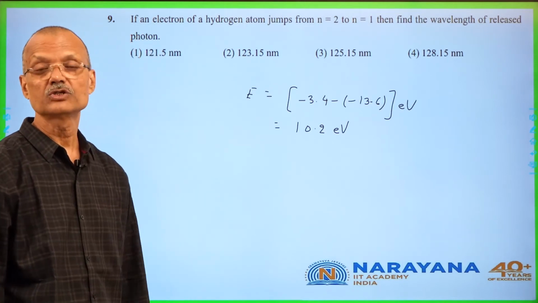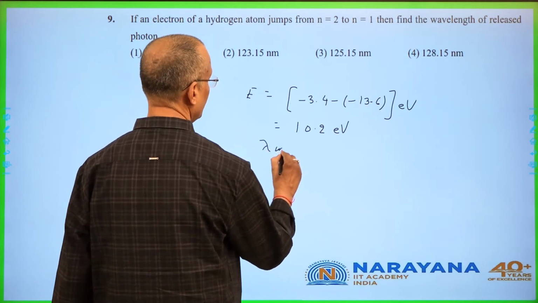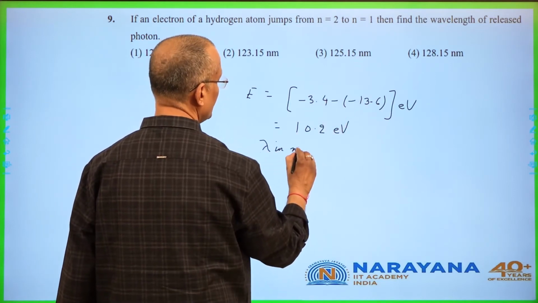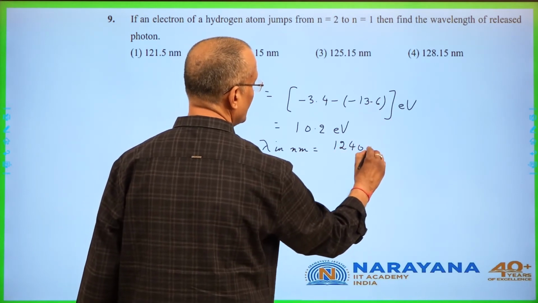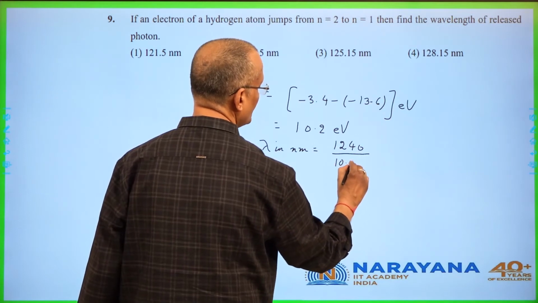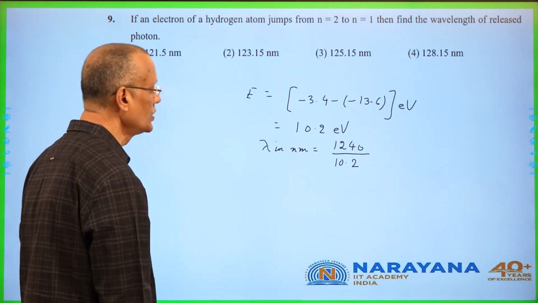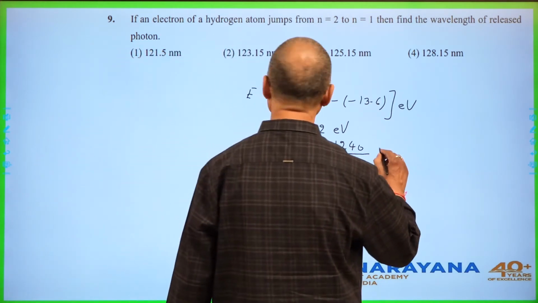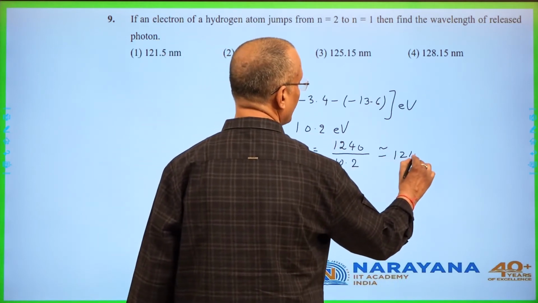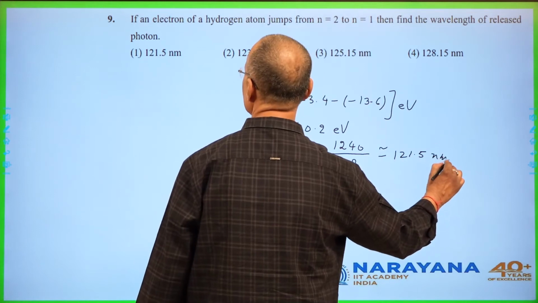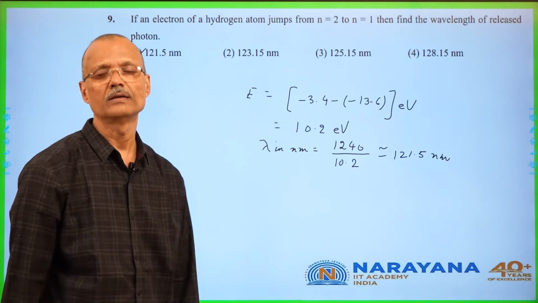Now for the wavelength, you have a shortcut method. Lambda in nanometer is 1240 by 10.2, with energy in electron volt. So 1240 by 10.2, when you divide, it will be nearly 121.5 nanometer. So for question number 9, the answer will be 1.